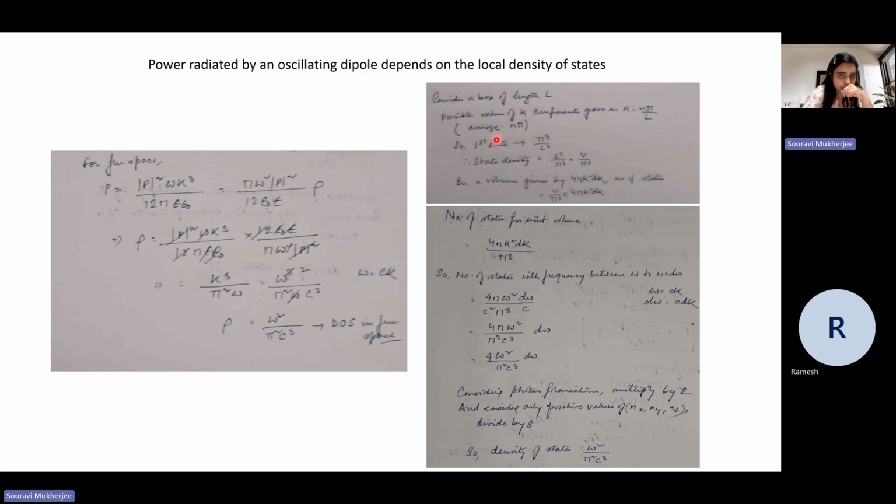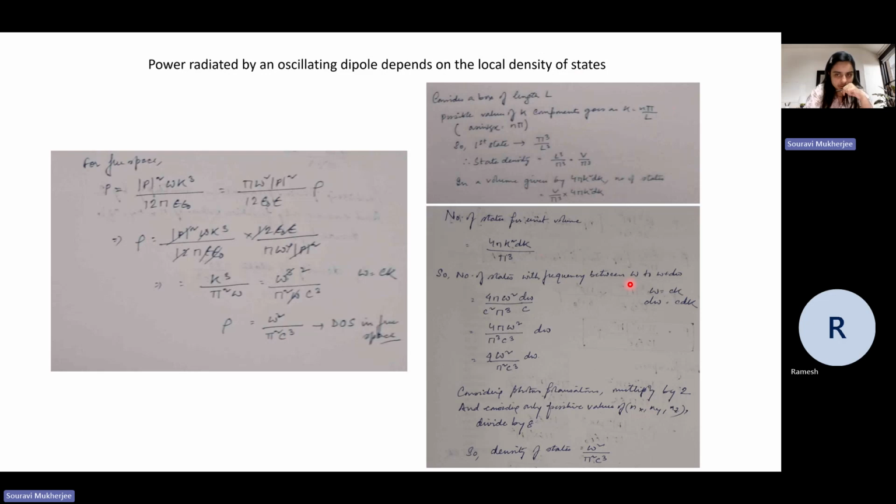Now, if you want to find the state density, this is the volume for one state. So how many states are there in unit volume, which is just one over this term, right? So V by pi cube. Okay. So now in a volume which is given as 4 pi k squared dk, basically in the phase space, the space defined by your wave vector, the number of states would be given as V by pi cube, the state density, times this volume.